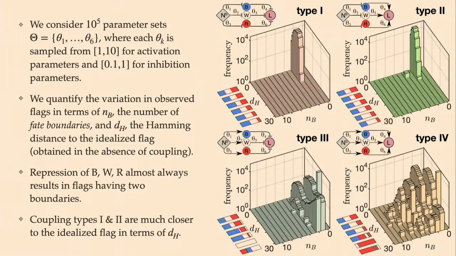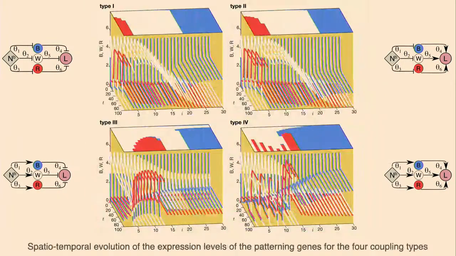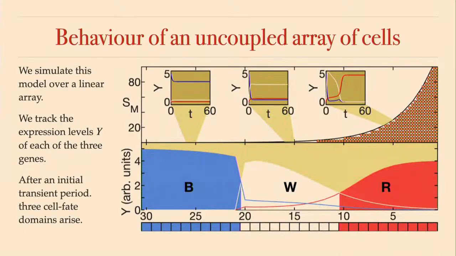Oh, I'm sorry, I also forgot to mention DH. So what is DH? DH is basically the Hamming distance of the obtained flag to the idealized flag that you would get in the absence of coupling. We already know what happens if there's no coupling, right? Going back a few slides, we've tuned the parameters in such a way that for our choice of parameters, we get a scenario where you have blue of length 10, white of length 10, and red of length 10. So we're going to get this outcome.